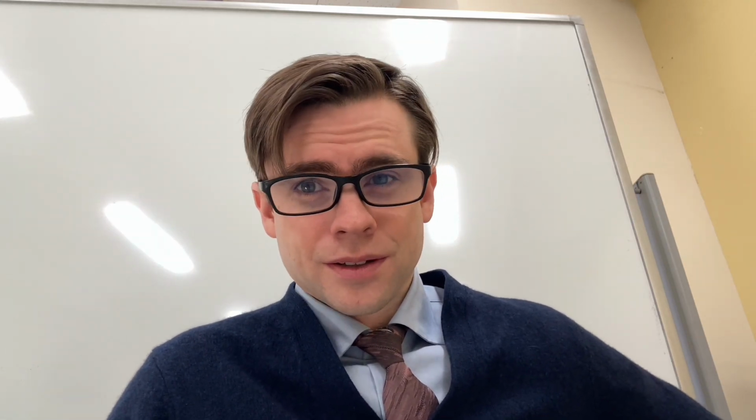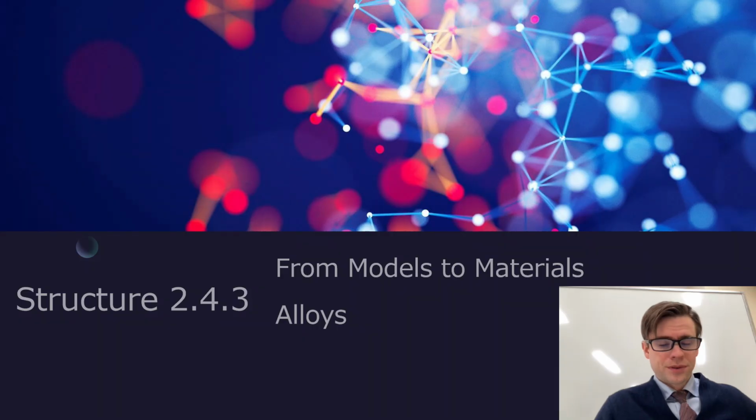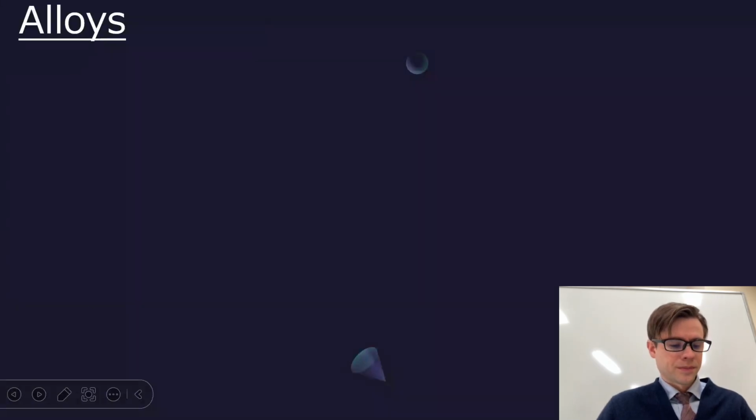So let's get started and go to my slides here. We'll start with 2.4.3. This is alloys. So this is really building on both metallic bonding and mixtures, homogeneous and heterogeneous mixtures, that we studied in almost the very first lessons. But it does belong to these material properties units in the IB curriculum.